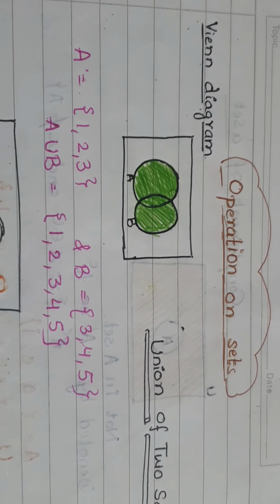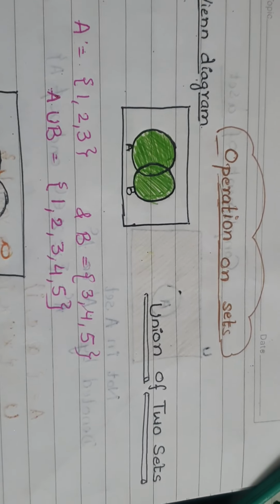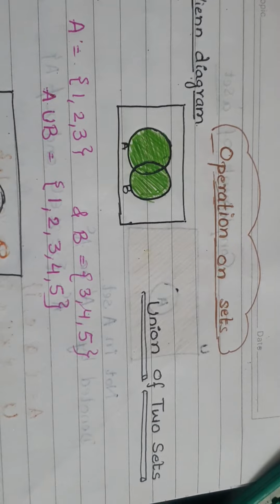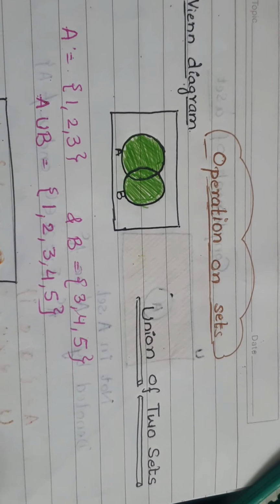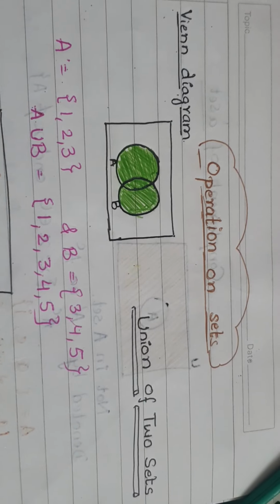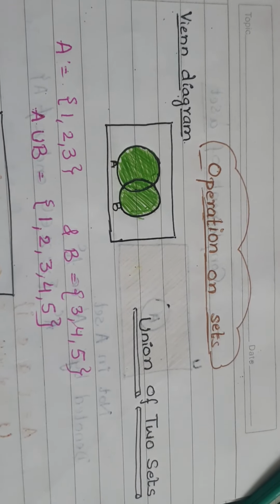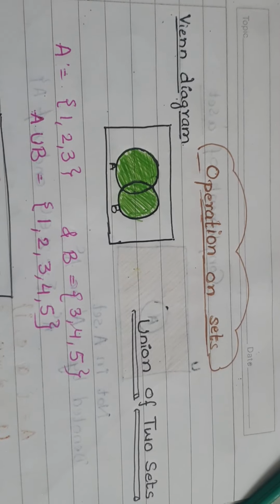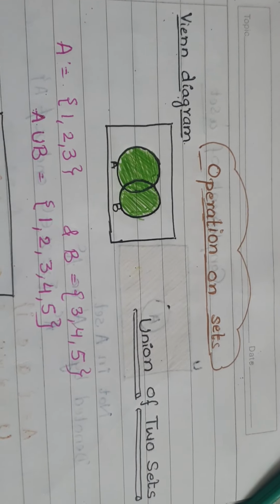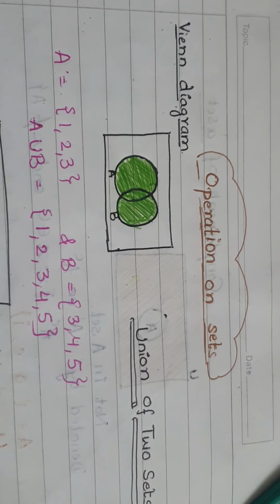Our next operation is union of two sets. For example, if I am having a set A, which is 1, 2 and 3, and set B having elements 3, 4 and 5. Look at these two sets A and B. Here we have one common element. Can anybody tell me what is that element? Yes, it's 3. So 3 is a common element in between these two sets.